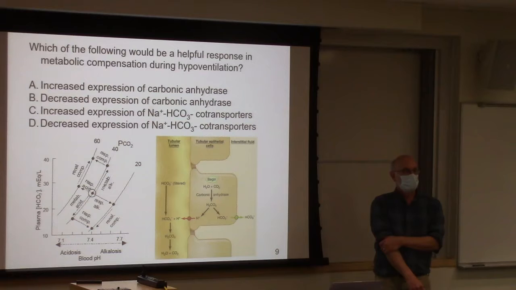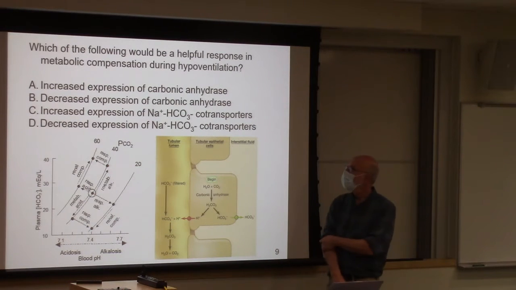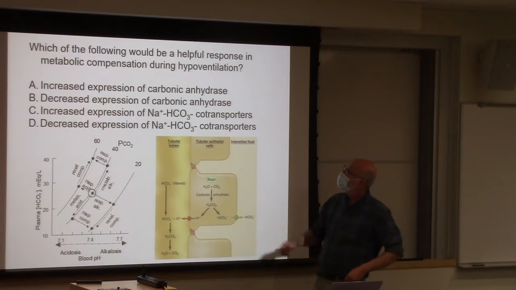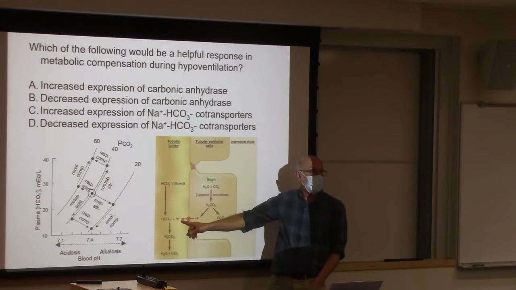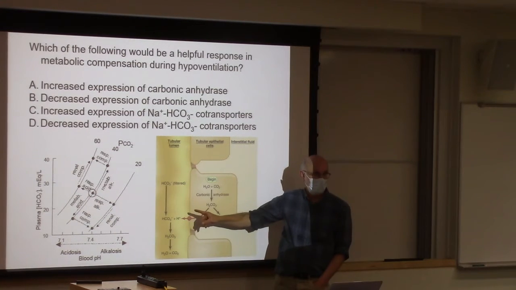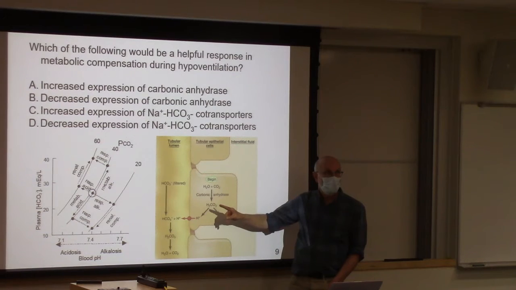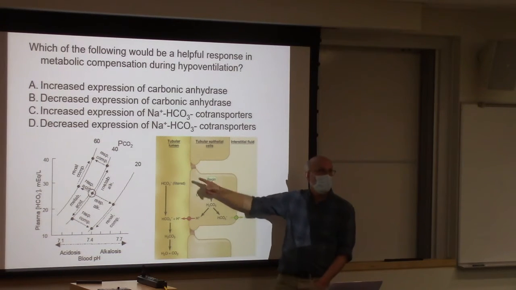Well, I said A and C because if you increase the expression of carbonic anhydrase, it'll increase the bicarbonate and increase the absorption, which will eventually raise the plasma bicarbonate, and that'll get that renal compensation. Good. So that's for A. Good thinking.